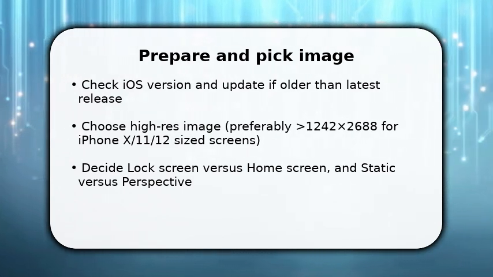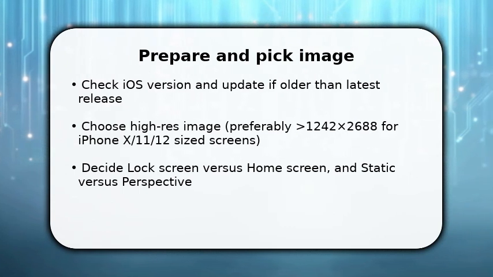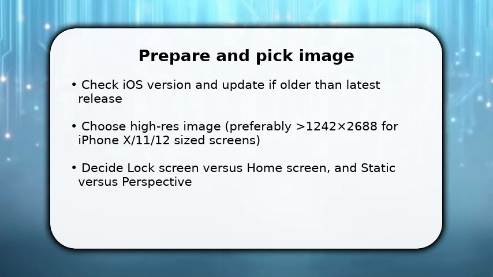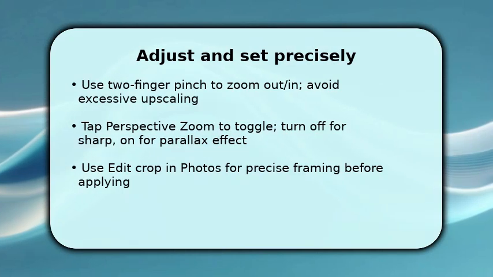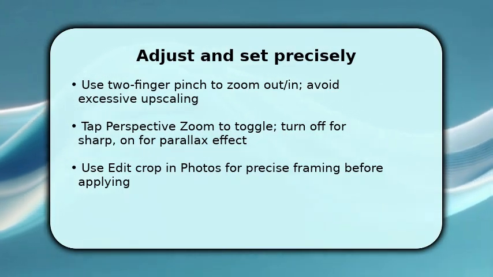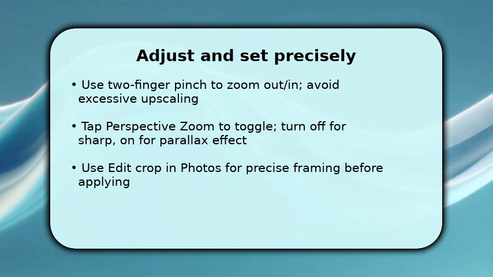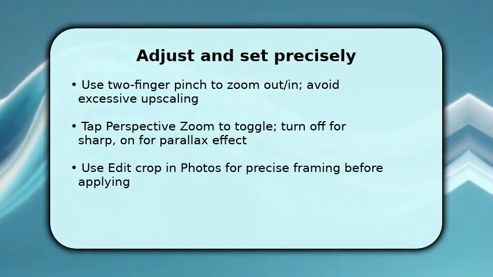This begins the real adjustments. Make sure you don't let iOS auto-apply an unintended crop. You need to manually control zoom and positioning to prevent blur. Pinch with 2 fingers to reduce zoom if the image looks stretched. Upscaling causes softness. Tap perspective zoom.